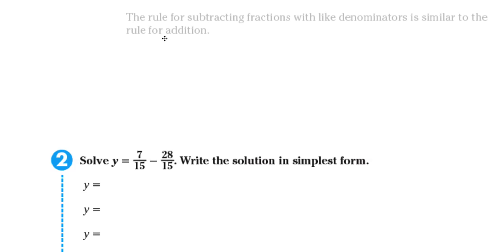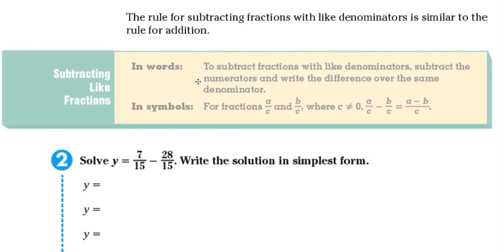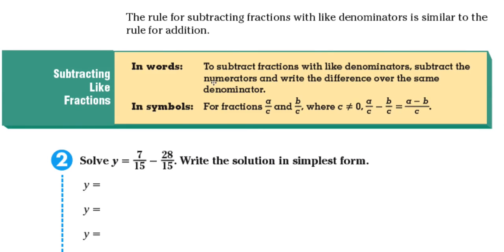So the rule for subtracting fractions with like denominators is similar to the rule of addition. To subtract fractions with like denominators, subtract the numerators and write the difference over the same denominator. Okay, so for fractions a over c and b over c, where c is not equal to 0, again that restriction is so that it'll keep the fractions from becoming undefined. A over c minus b over c is equal to a minus b all over c.